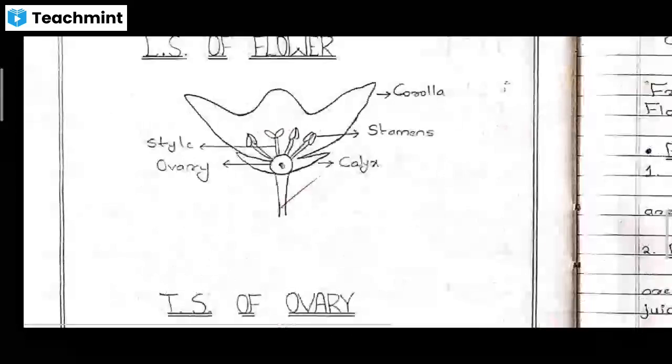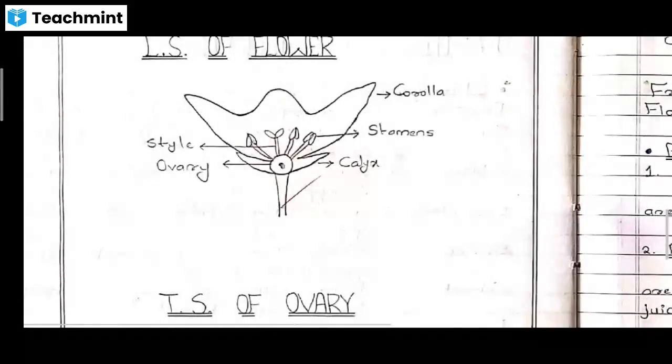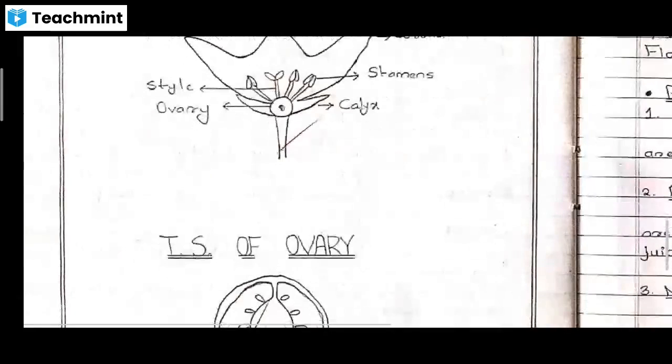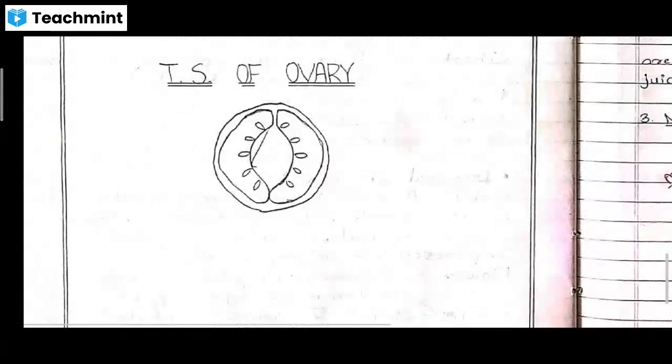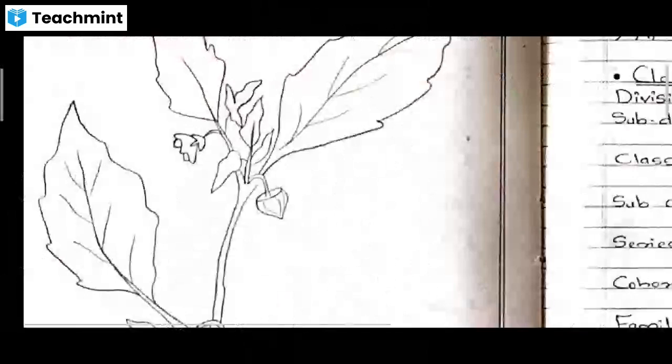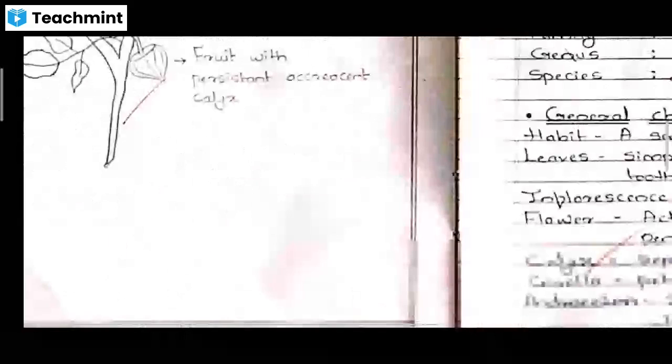Then in the L.S. of the flower, you can see the corolla. Then at the center there will be stamens, then calyx, and at the central part there will be the ovary. Then in the transverse section of the ovary, you can see the numerous ovules, and they are attached to the central axis of the ovary. So this is all about the family Solanaceae.